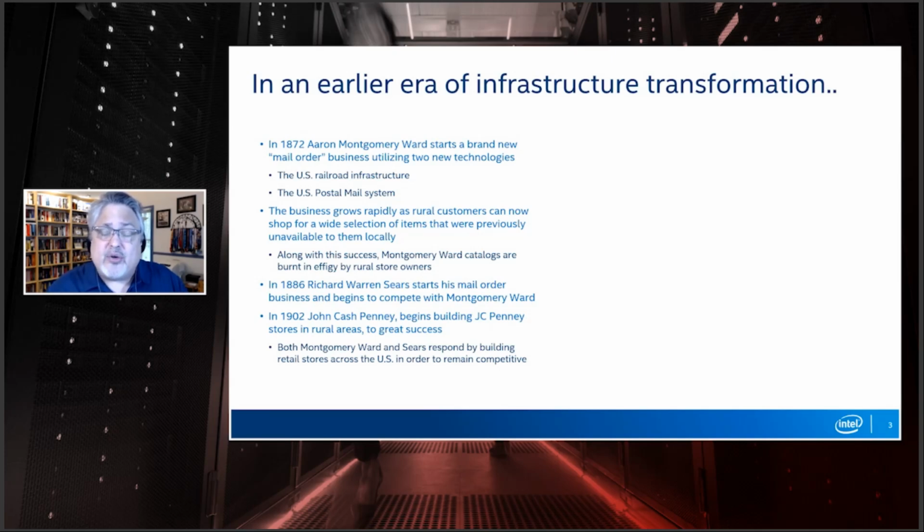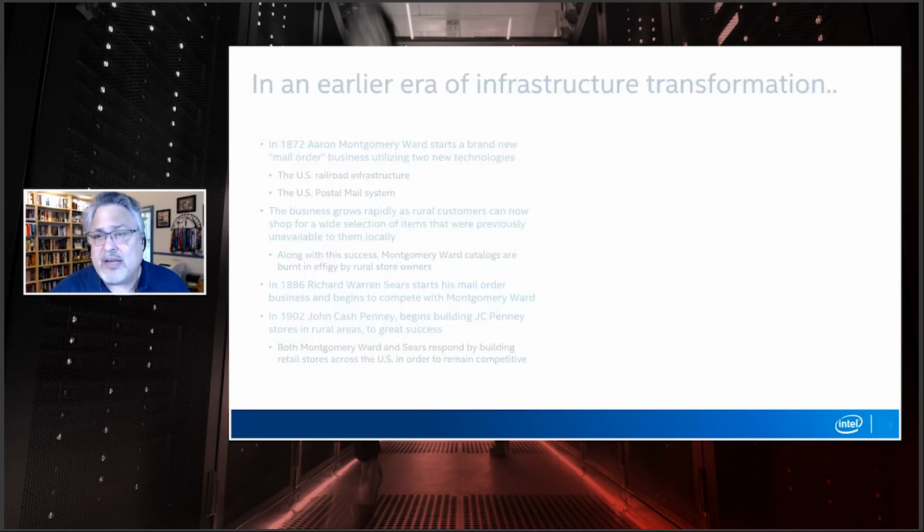Because what they could do is customers could order from a longer list of products, but then get it right away. So this was the key for the success of the early JCPenney stores. They were reducing time to value for the customer. And of course, Montgomery Ward and Sears had to follow suit. In fact, those three retail institutions were pillars of the American business community for many, many years, having successfully navigated societal transformation in the late 1800s, early 1900s.